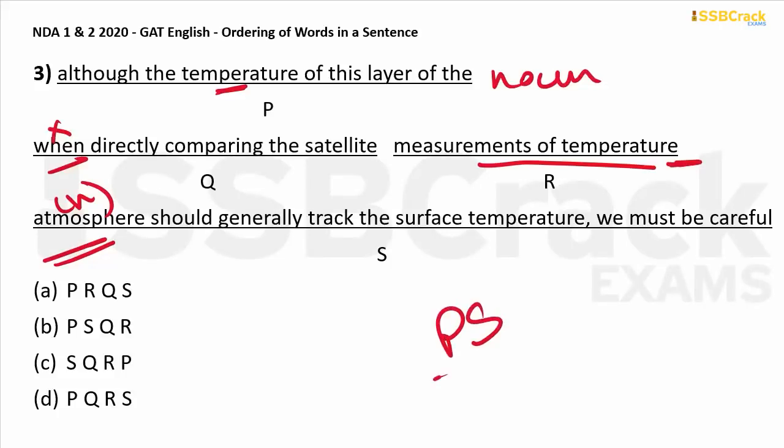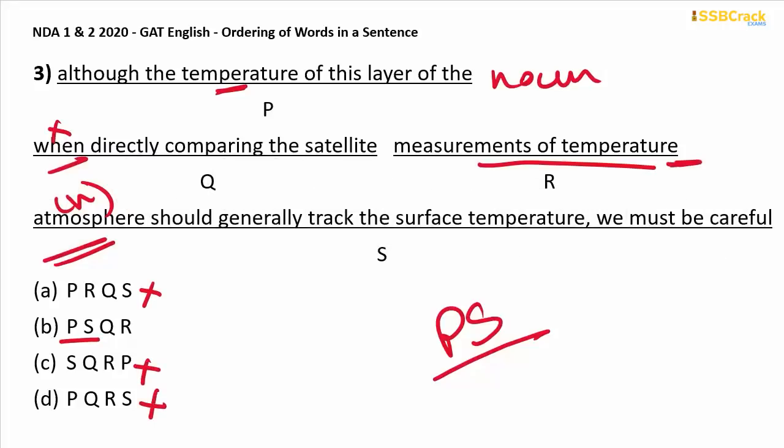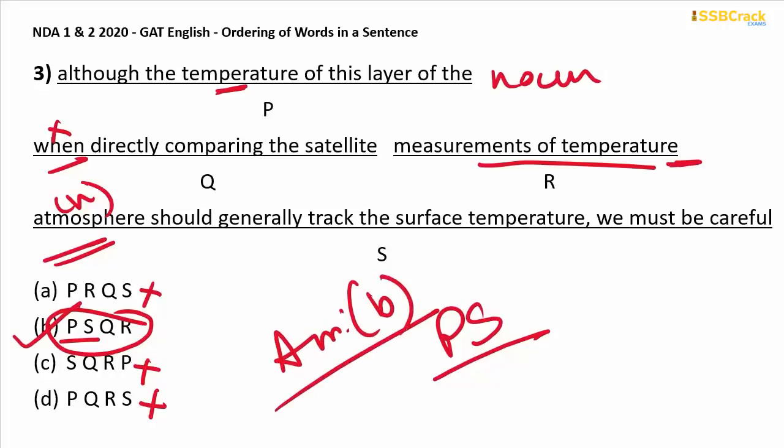So P will be followed by S. So let's find out the P-S combination. It's not there in option A. It's there in option B. It's not there in option C, and it's not there in option D. So in option B, let's read it according to the combination given here. So PSQR, although the temperature of this layer of the atmosphere should generally track the surface temperature, we must be careful when directly comparing the satellite measurements of temperature. Yes, it's a complete sentence. So your answer is option B, right?